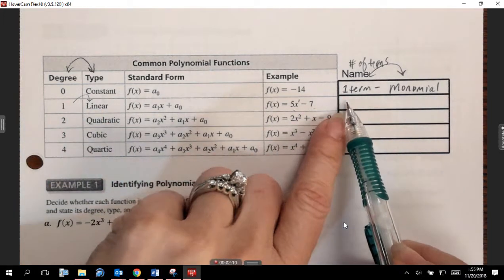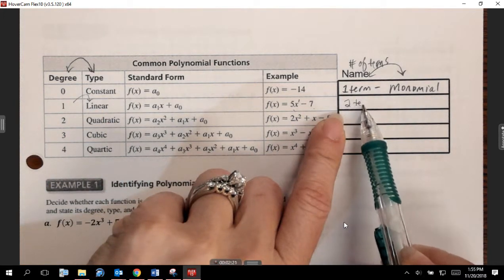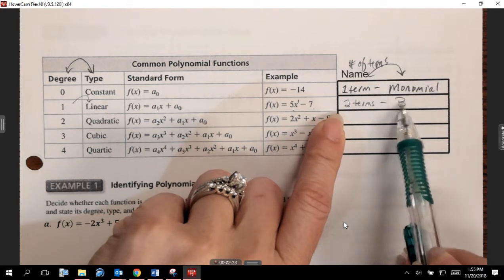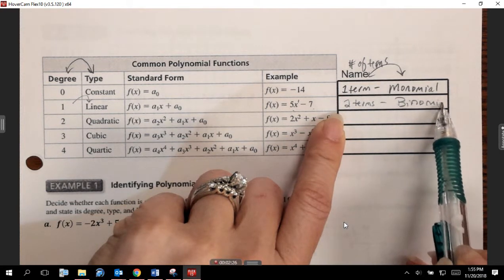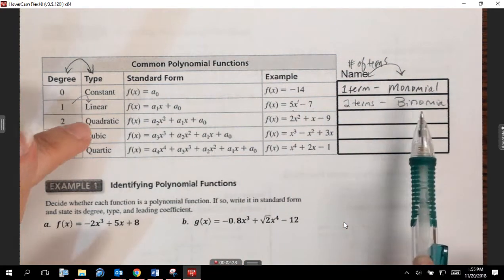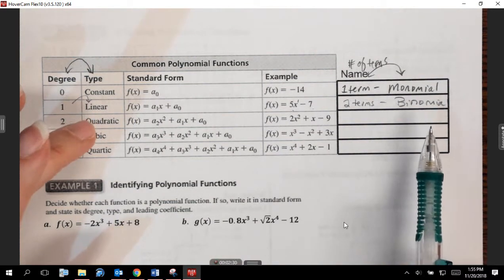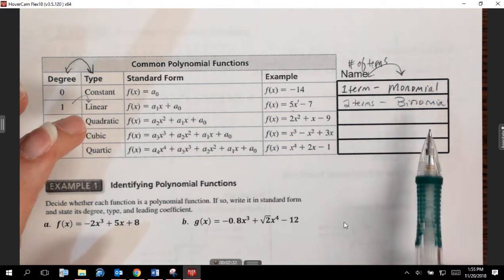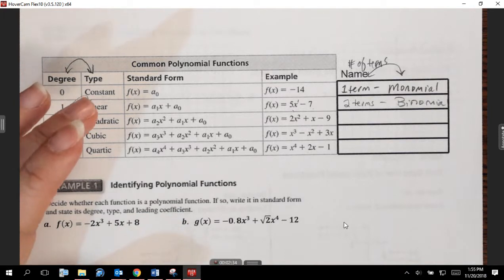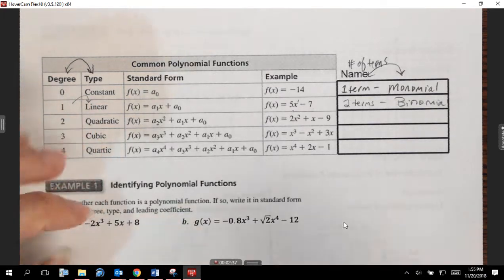How many terms are there? 2 terms. Binomial. So I have these vocabulary words separated on different sides of the paper because they are totally not related to each other. I'm just reviewing vocabulary.